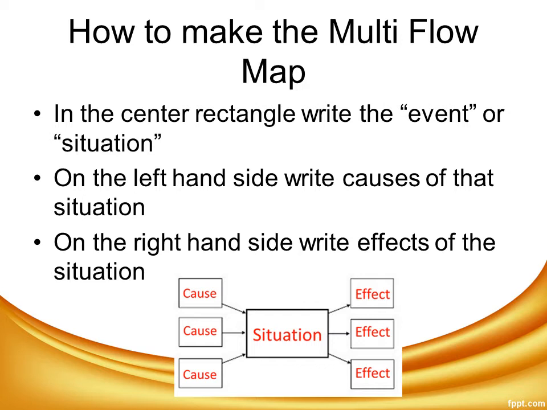On the left-hand side, in those rectangles, you write the causes of that event or situation. Then on the right-hand side, in the rectangles, you write the effects of that event or situation. You then connect the causes with the situation with an arrow, and then the situation with the effects with an arrow.